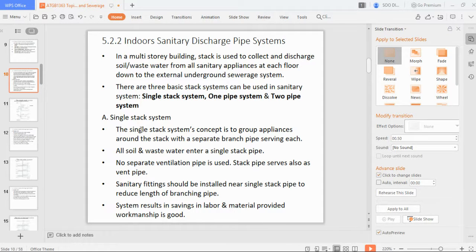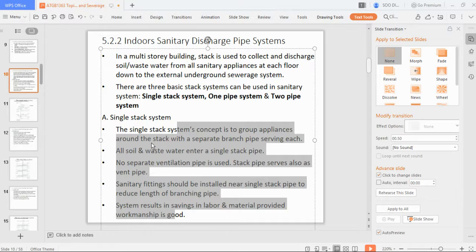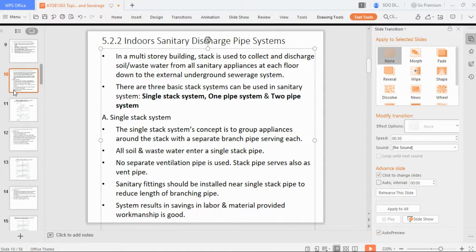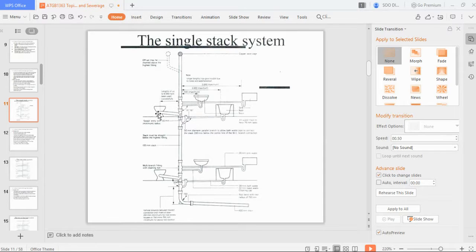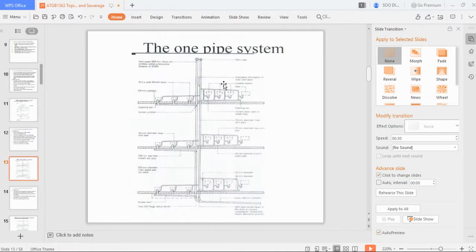For your assignment, you are to actually recommend which system you should be picking. In a residential building, this is the best system to pick, because you do not need a very high quantity of discharge. You only have a few inlets of discharge because you don't have a very high occupancy of residents in the building. So for a residential building, you're only using a single stack system. If you were to use a one pipe system, it's still acceptable, but it is not the correct choice, because you're actually wasting money.